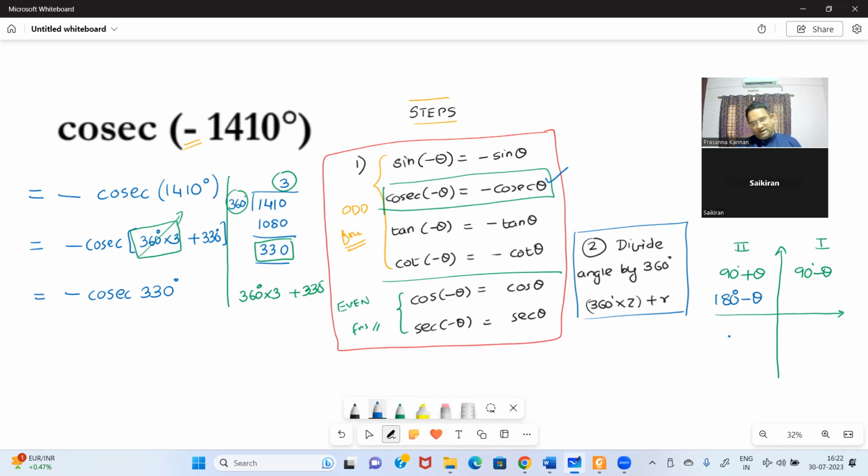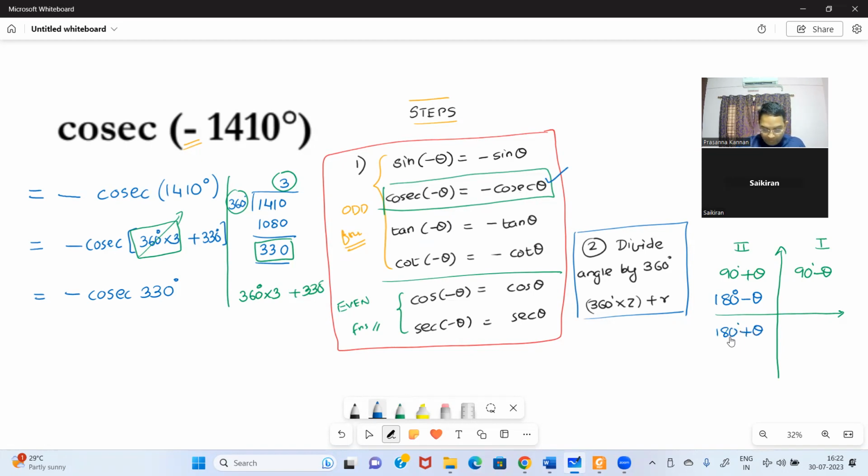Second quadrant. Correct. Now 180 plus theta, like 210, 180 plus 30. So 180 comes till here, and this is 180 plus another 30. Where is it? Are you able to understand? Third quadrant, exactly. So 180 plus theta will lie in the third quadrant.